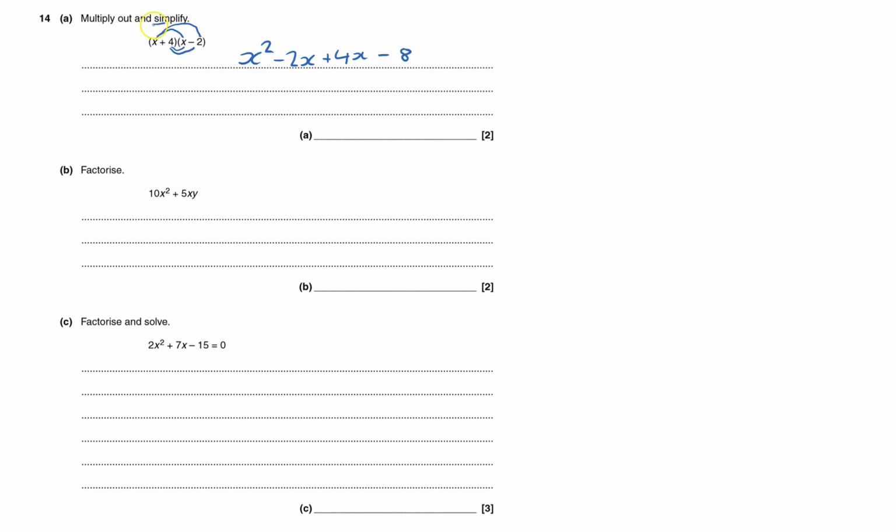It says simplify, so therefore I've got to collect the terms. I've only got one x squared, so x squared. I've got minus 2x and then plus 4x, so that'll be plus 2x and minus 8.